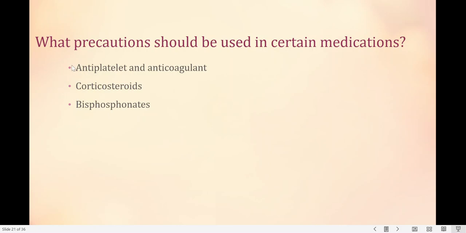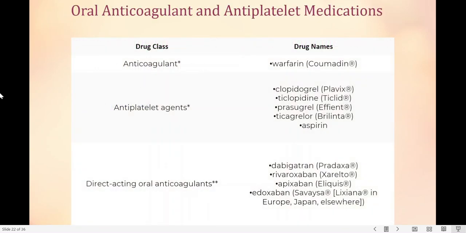Among these, actually, the three categories of medications that have to be covered by taking the necessary precautions are the antiplatelet and anticoagulant drugs. We have also corticosteroids and bisphosphonates. Each one of these needs to be addressed by designing an appropriate treatment plan for our patients so as to avoid certain complications. So let's start first with oral anticoagulant and antiplatelet medications.